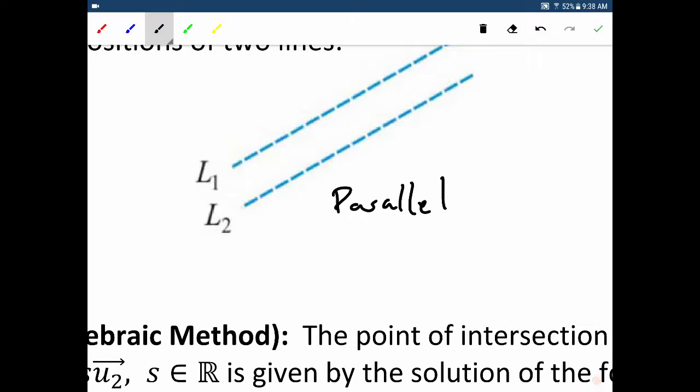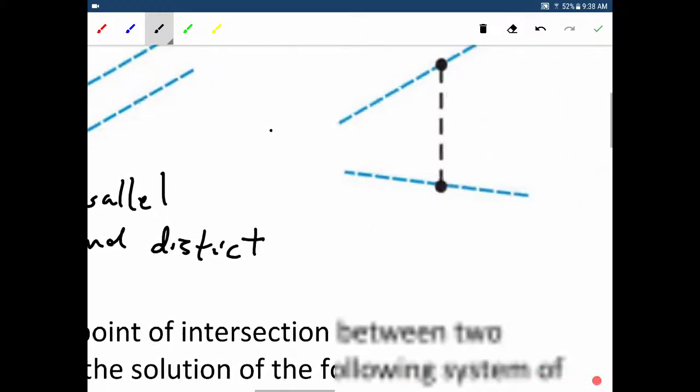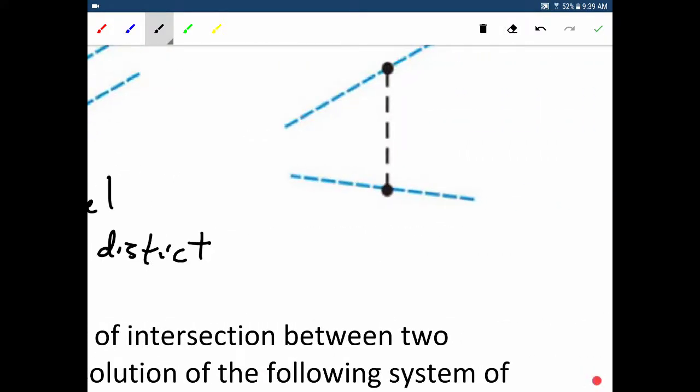Okay, so next we can have parallel and distinct lines. It is important that you say distinct because, of course, if they're parallel and coincident, then it looks different.